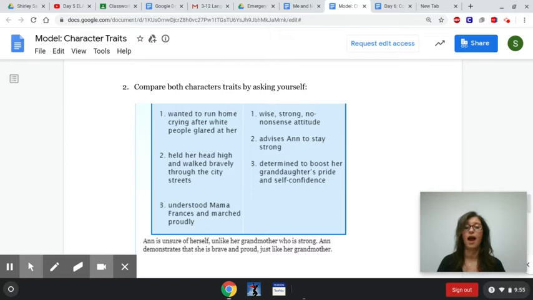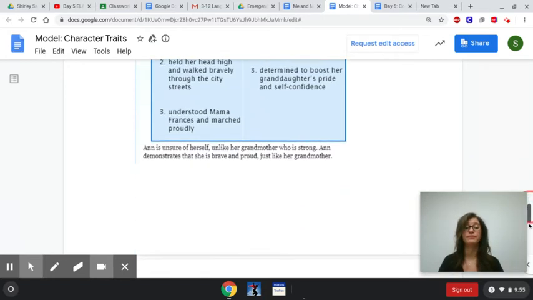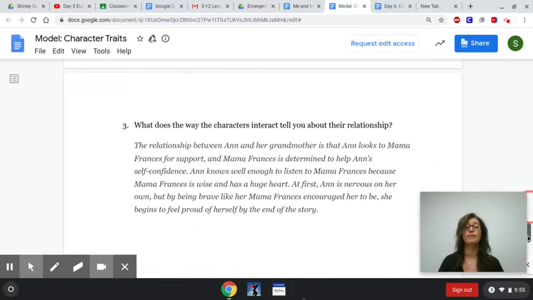Now, I know that Anne is unsure about herself, unlike her grandmother, who is very strong. But Anne demonstrates that she's brave and proud, just like her grandmother, by the end of the story. So step number 3.